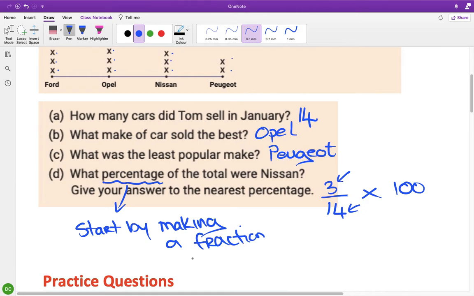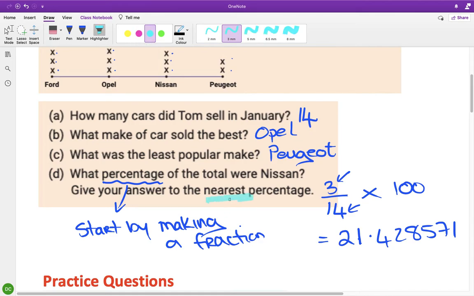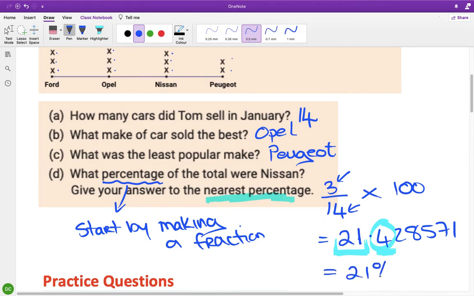And the calculator says 21.428571. Okay, it says here that they want that to the nearest percentage. So that means it needs to be a whole number percentage like this. Essentially we look at the next number, and if that's 5 or greater, we round up. If it's less than 5, we leave it as it is. Since that's a 4, that's less than 5, so the 21 stays at 21. So 21% of the cars sold were Nissan. Is that okay?